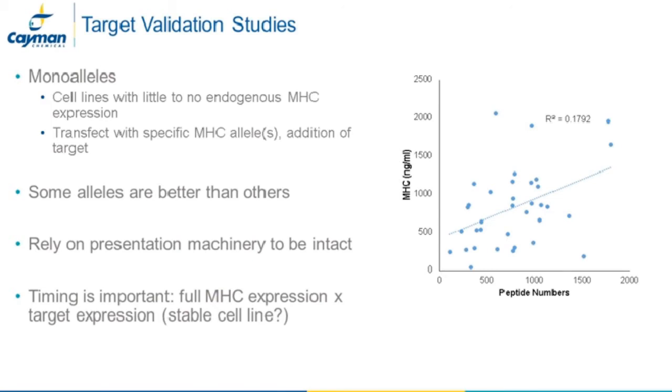Each point here represents a different allele. And as you can see, some alleles with very low expression recover very high numbers of peptides, whereas some alleles with very high expression recover much lower numbers of peptides. We are currently investigating possible reasons for this and ways to improve recovery with some of these poorer alleles.